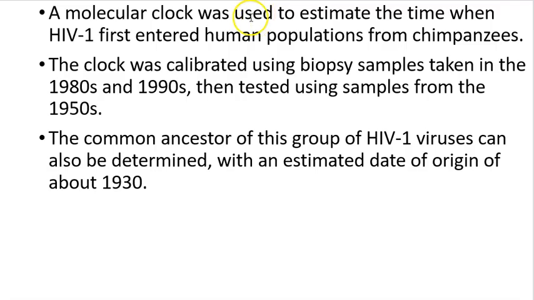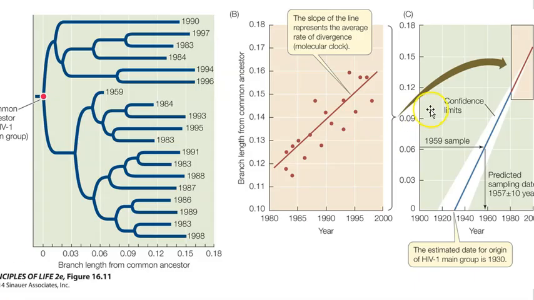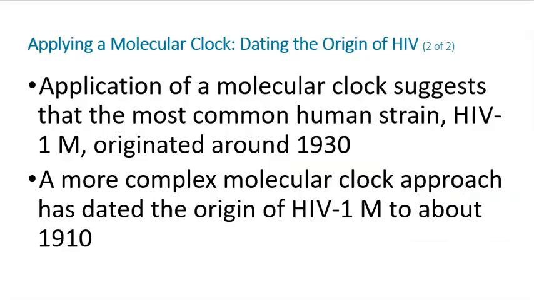A molecular clock was used to estimate the time when HIV-1 first entered human populations. It was calibrated using biopsy samples in the 80s and 90s, and then tested using samples from the 50s. So they're looking for mutations, right? And so what they did was they saw, okay, here's the samples, confidence, that's all statistical analysis. And then roughly around 1930 was the HIV-1, based upon mutation rates that happen between these two years at a certain rate. Let's bring that all the way back to the beginning. And so application of molecular clocks suggests by 1930.